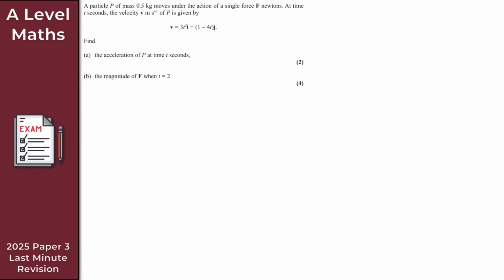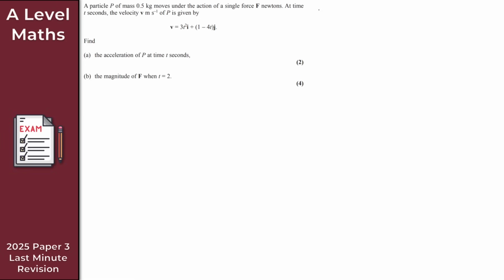And then finally, to finish with here, we now have the very last question, question 8. As we do with most mechanics questions, we have a particle P. The particle P has a mass of 0.5 kg, and this moves under the action of a single force, F newtons. At time t seconds, the velocity v meters per second of the particle P is given as follows. So what we want to find here is the following 2 things.